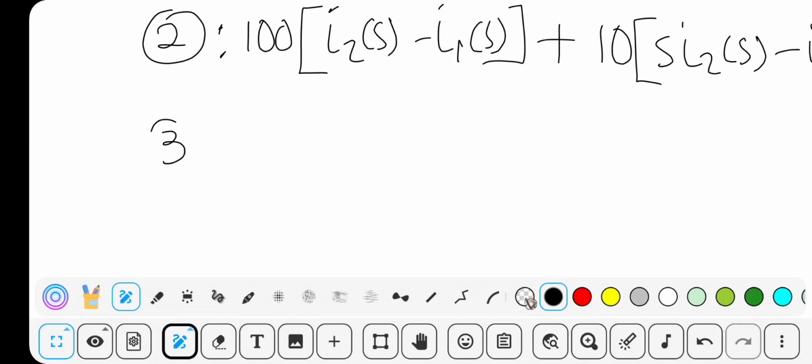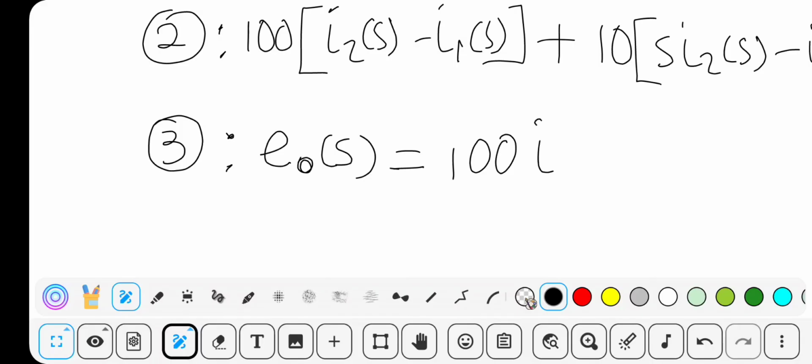Then for the third equation, should be 100. Sorry, this should be E naught of t. Sorry, E naught of s. Sorry about that. Equal to 100 I2 of s.